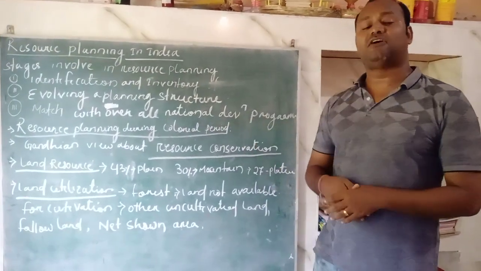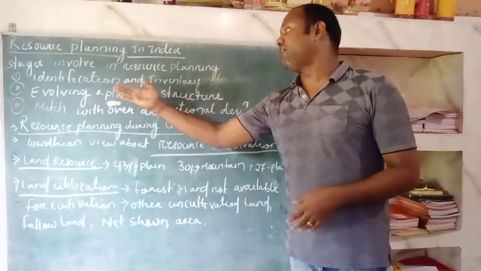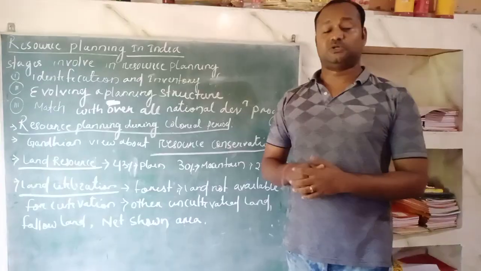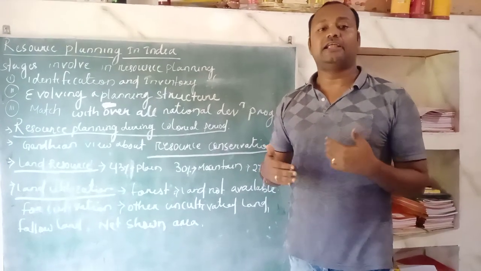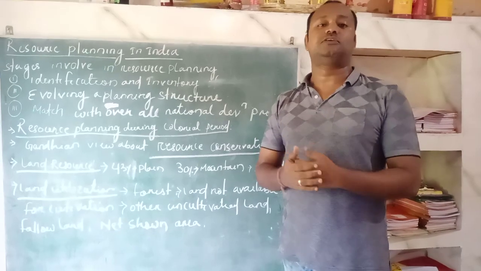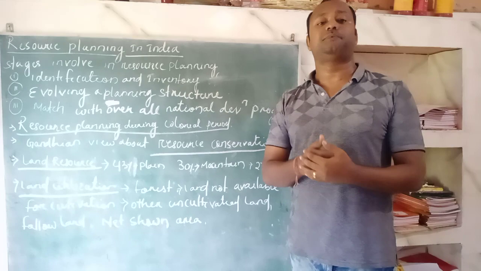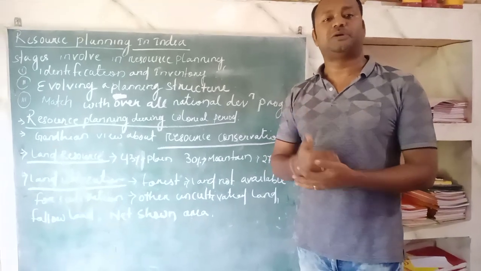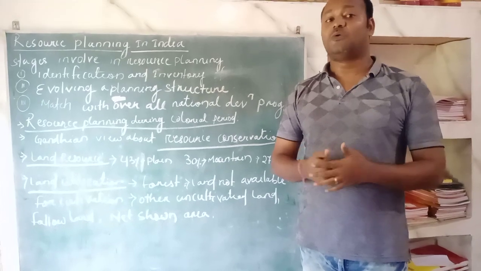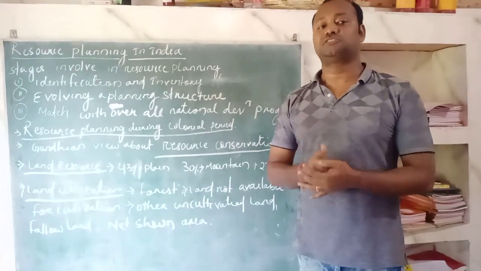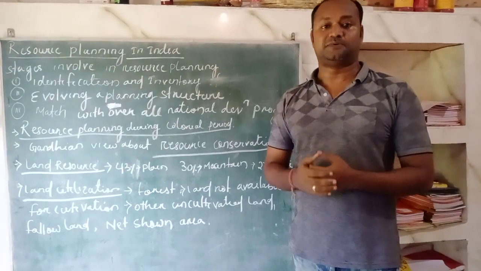The second stage involved in resource planning is evolving a plan. We have to make a plan for how to use the resource and what amount of resource we will use. That needs proper planning. Not only proper planning, it also requires proper technology and institutional setup. With the proper technology and institutional setup, we can use the resource to its 100%.